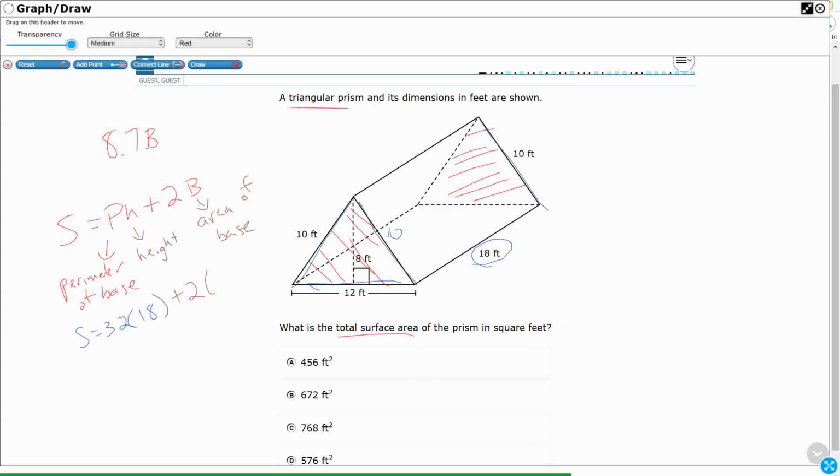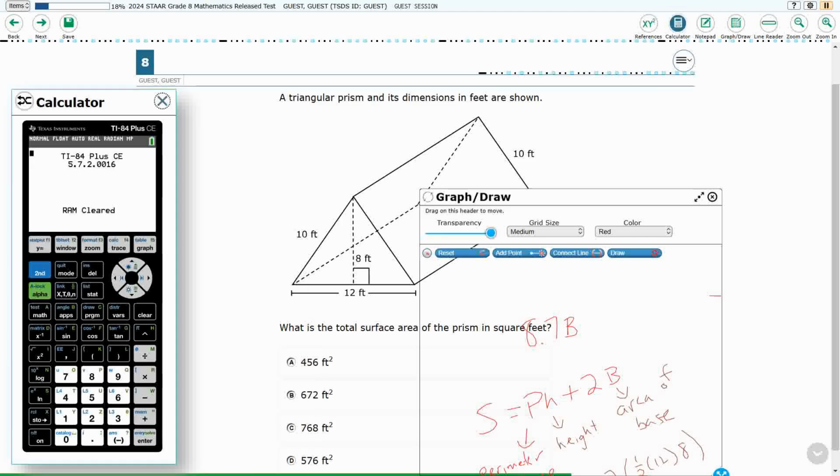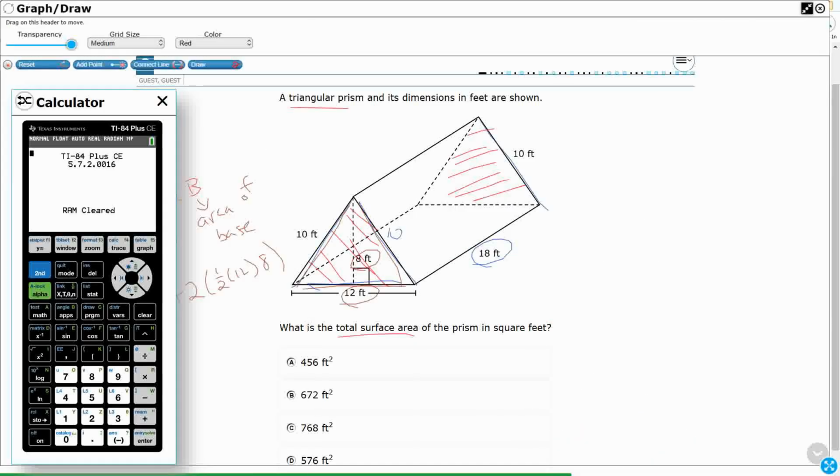Now, it's a different base. It's little b. 1/2 base times height. So since we're just looking at this triangle right here, the base is our bottom, 12, and then my height is 8. Right there. We're not looking at the slant height. So that's it. I can honestly just plug all of that into my calculator if I need to, because that is everything that I need.